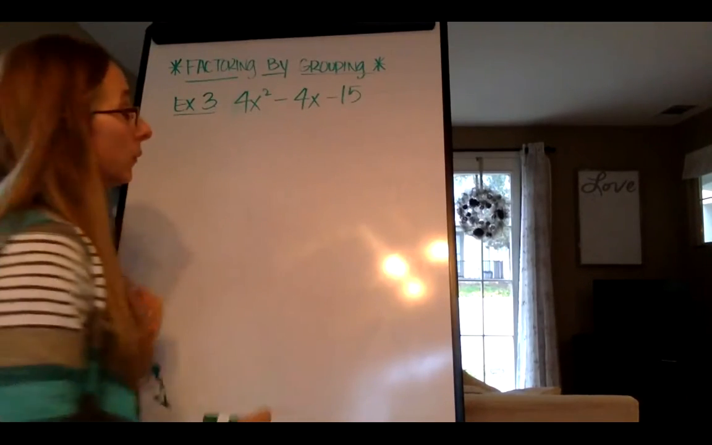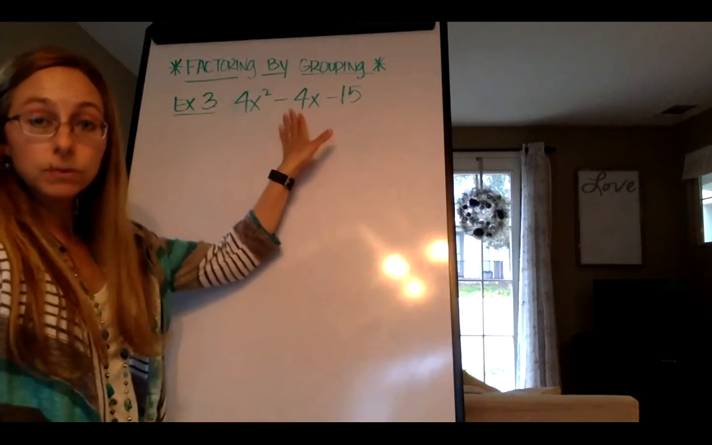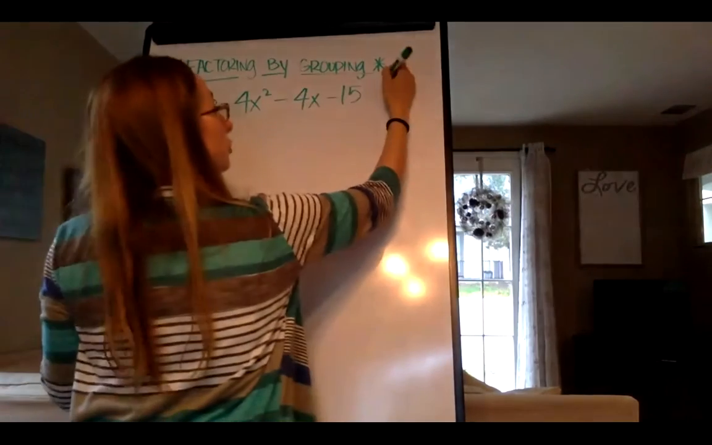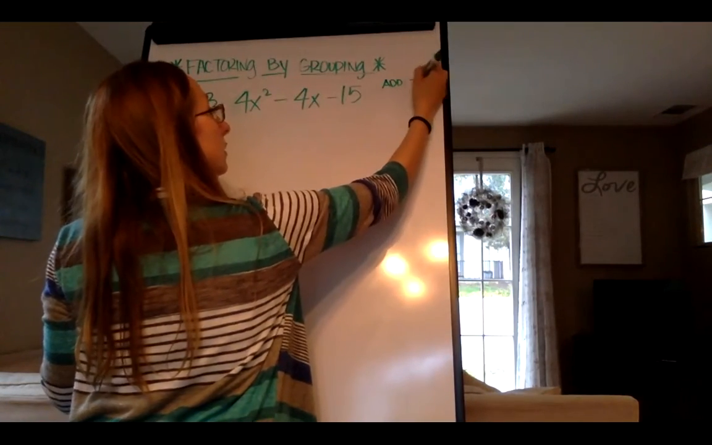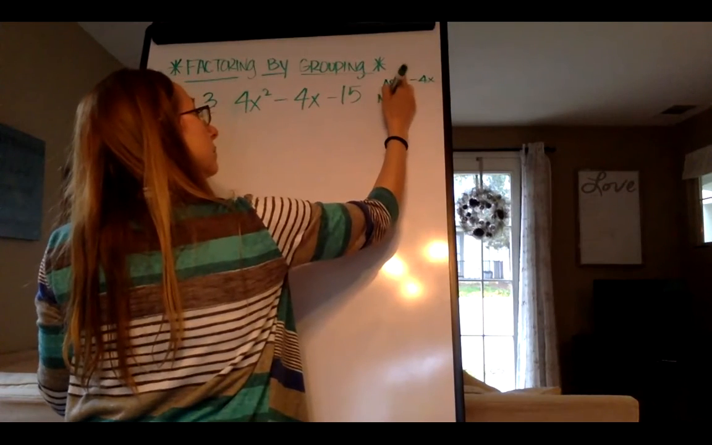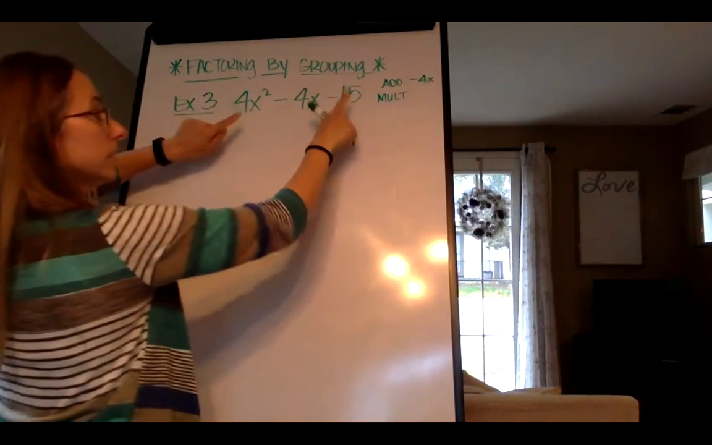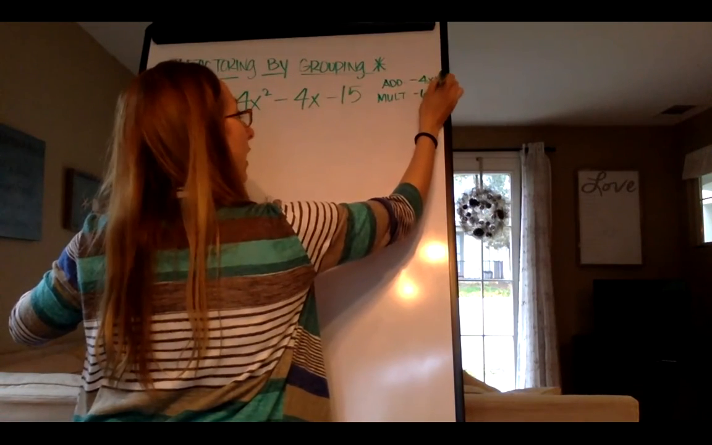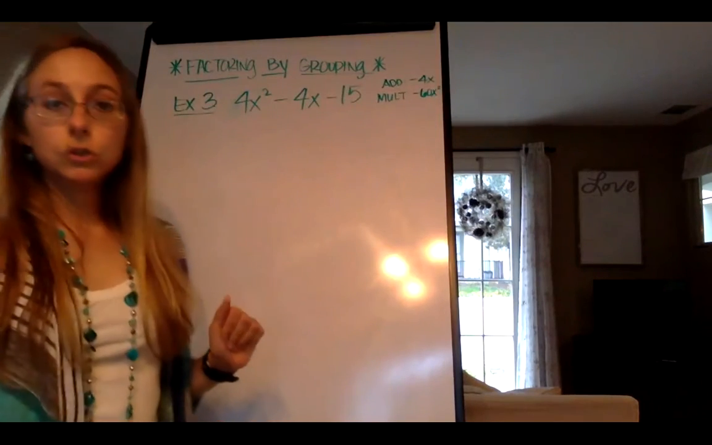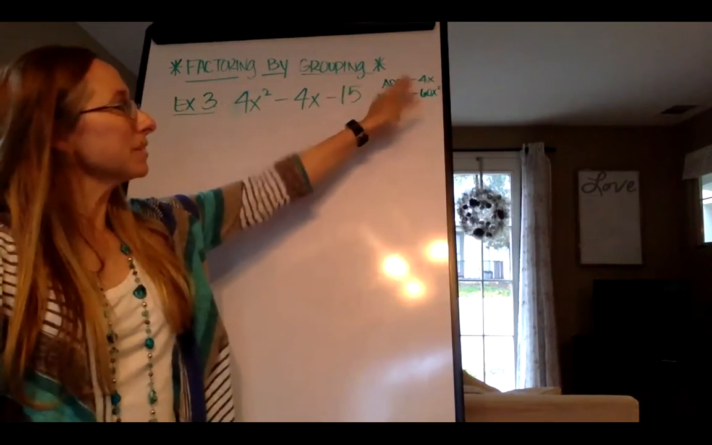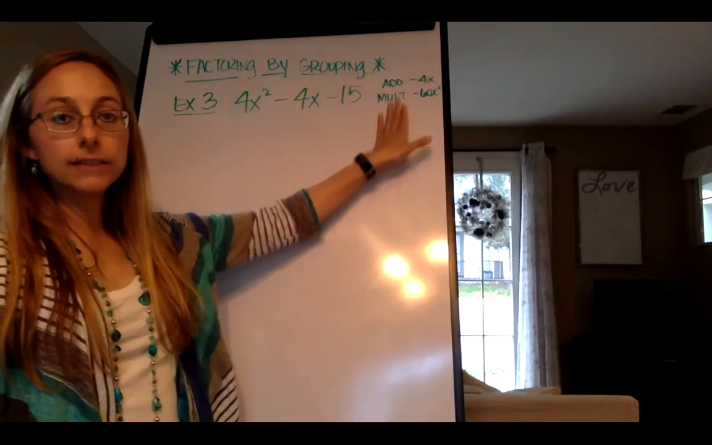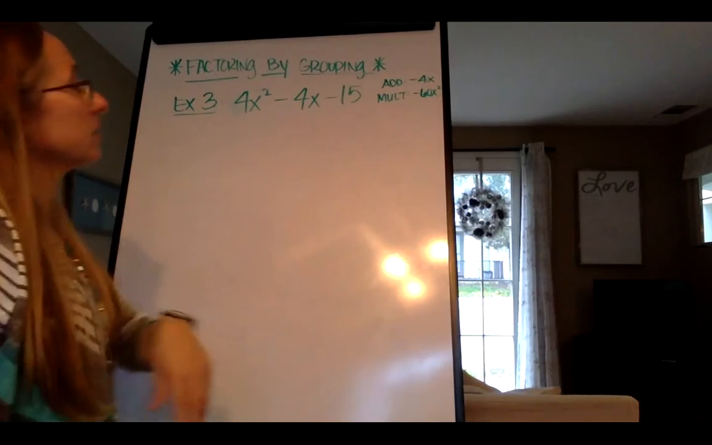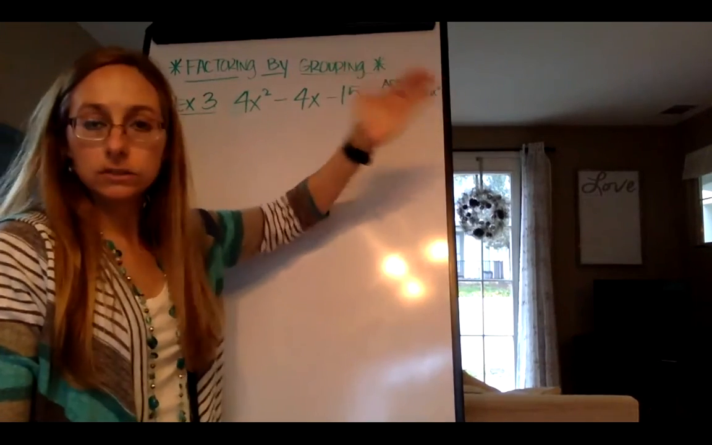Again, same thing. We want to find two numbers that add up to the middle term of negative 4x that multiply to the two outer terms. So we need two terms that add up to negative 4x that multiply. Negative 15 times 4 is negative 60, so negative 60x squared. So two numbers, or two terms rather, that add up to the negative 4x that multiply to negative 60x squared. What are those two numbers?